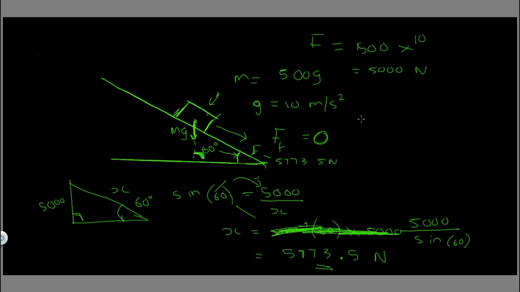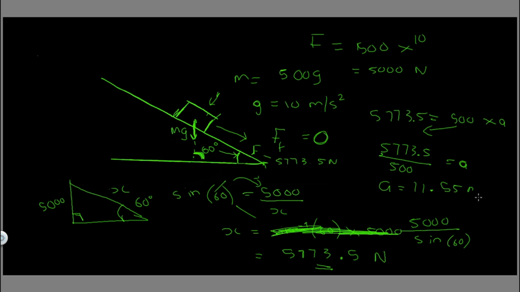We know that force is equal to ma. So 5,773.5 is equal to the mass, which is 500, multiplied by the acceleration. In order to find the acceleration, let's bring the 500 down. So 5,773.5 divided by 500 is the acceleration of the object. Let's use my calculator again. That's going to give me about 11.55 meters per second squared. And that's it. We have found the acceleration of the object that's moving down just with the force of gravity.